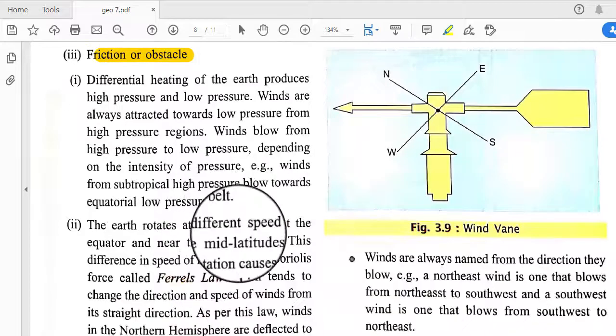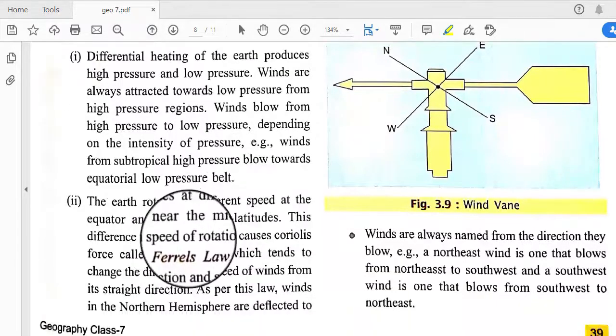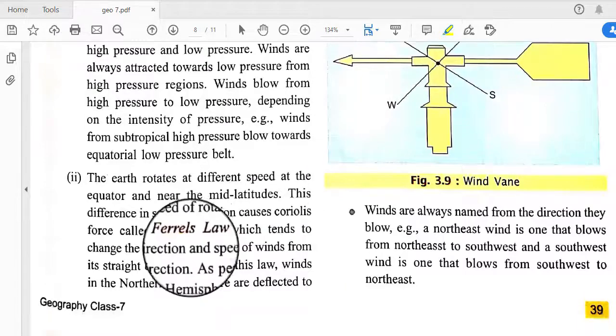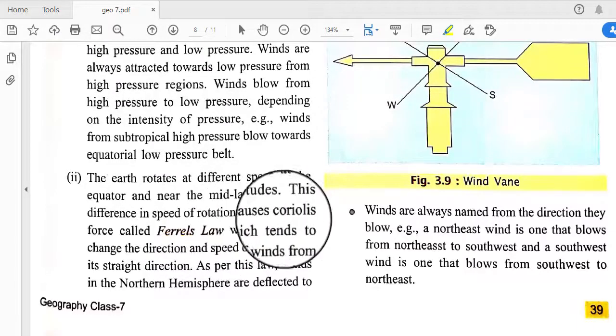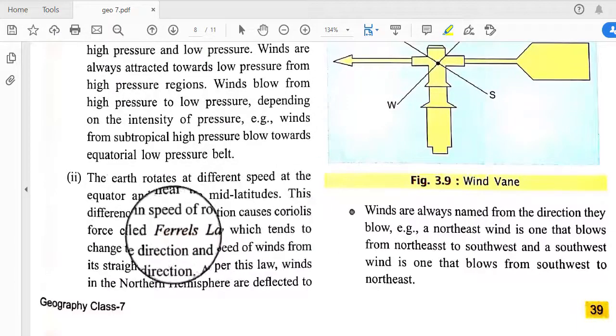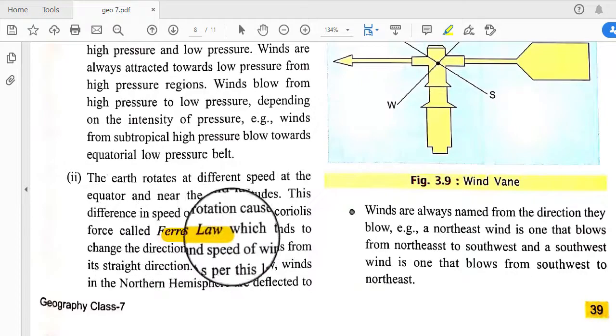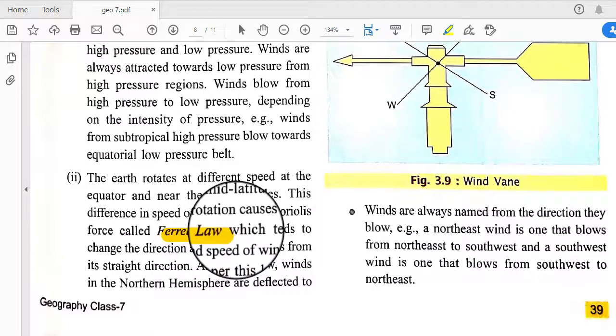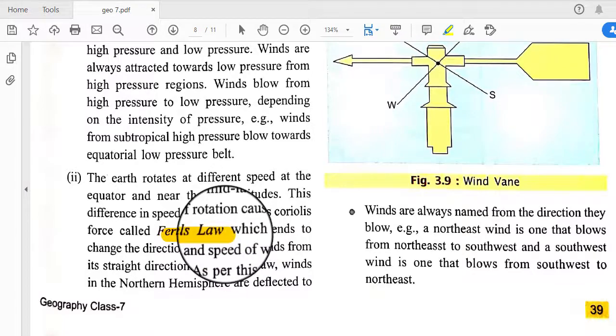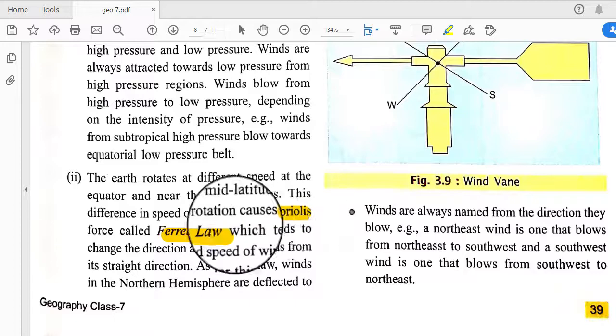The earth rotates at different speeds at the equator and near the mid latitudes. This difference in speed of rotation causes the Coriolis force, called Ferrel's law. So the wind is always blowing from one place to another while maintaining Ferrel's law, or it is regulated, or it is bent towards the pole with the help of the Coriolis force.